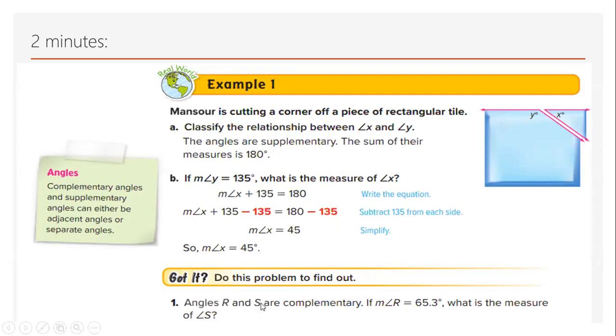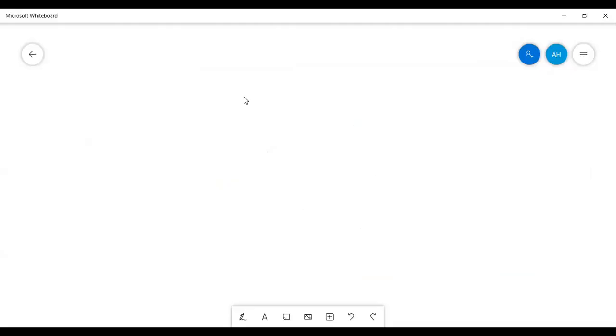Another example. Angle R and angle S are complementary. If measure angle R is 65.3 degrees, what is the measure of angle S? Because R and S are complementary, I can just write here that angle S plus angle R is 90 degrees.